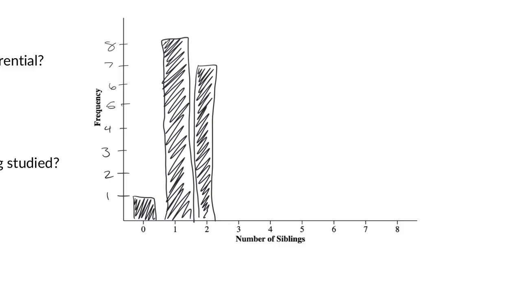How many people in this class have 3 siblings? 4. How many people in this class have 4 siblings? 1. And how many have 5 siblings?